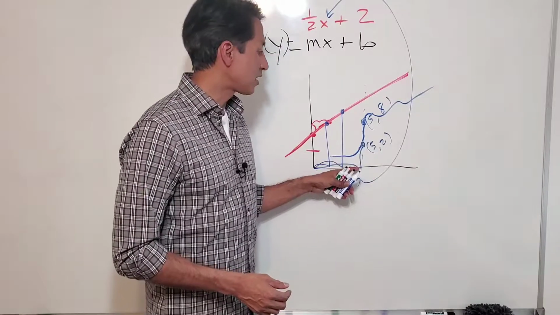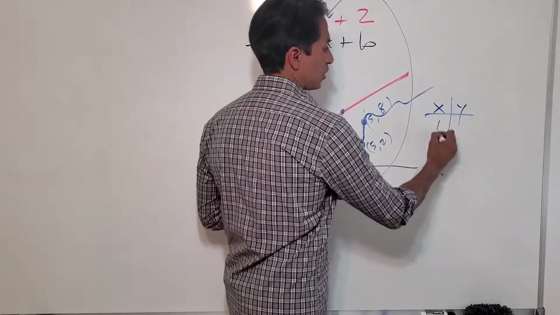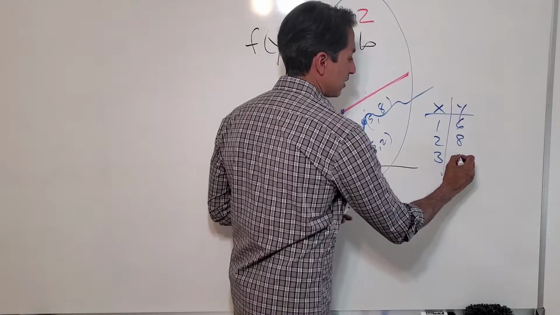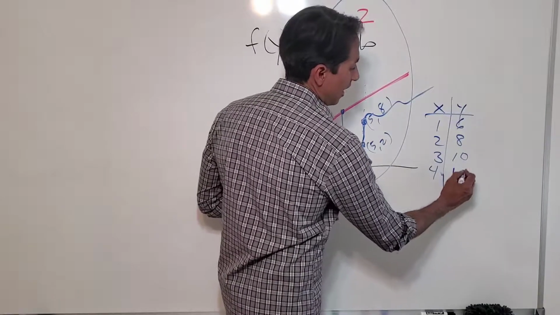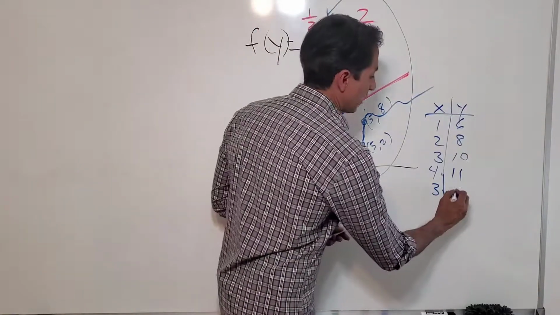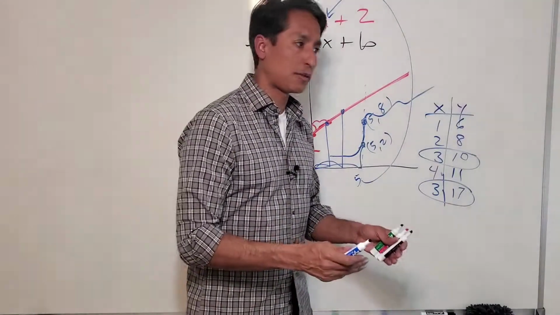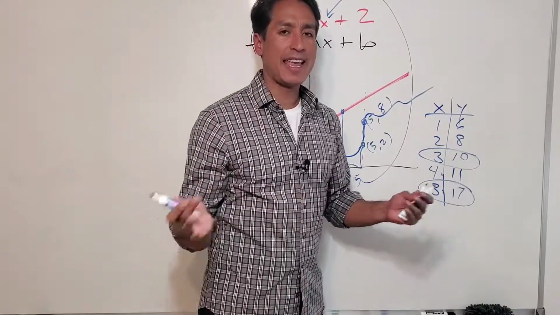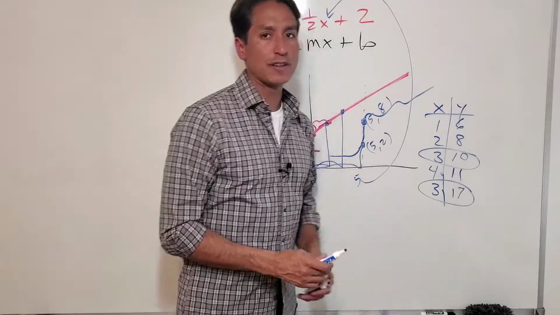And if I have 2 answers for x, if I were to make this into a table of values, right? If I have x is 1, y is 6, x is 2, y is 8, x is 3, y is 10, x is 4, y is 11, and then if I go back to 3 again, if x is 3 and y is 17, well, how does that work, right? How can I go over 3 and end up at 10 and then sometimes end up at 17? It can't happen in a function. And so that would prove that this is not a function.